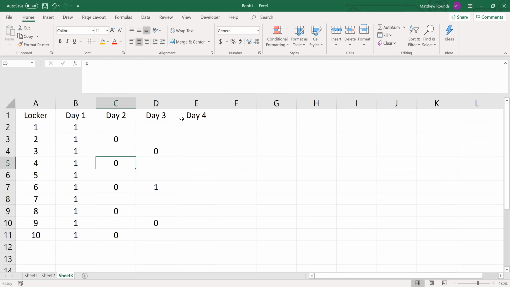Okay, so we have to change it to a 1. We're going to summarize this here shortly. This one was an 8. Okay, and it's now open. It's now open.